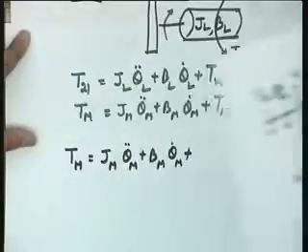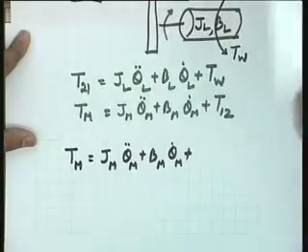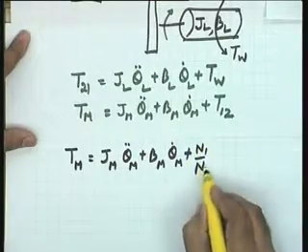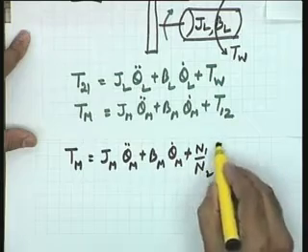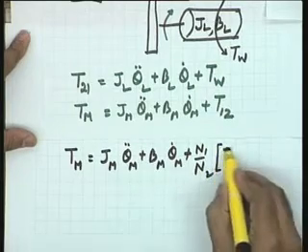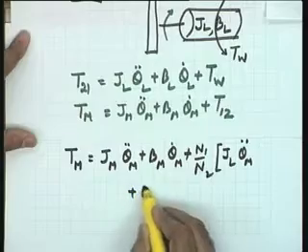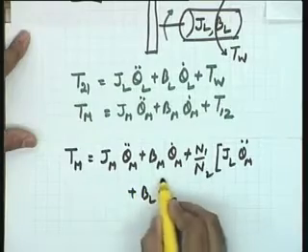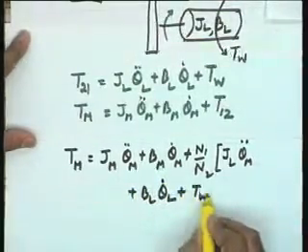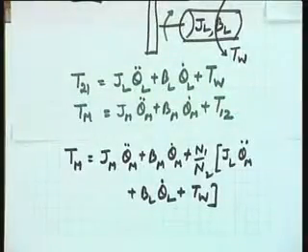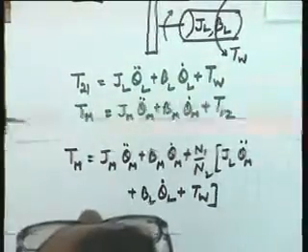Okay. So if you want to replace this expression, I can write this as N1 by N2 into T21, which could be written as JL theta L double dot plus BL theta L dot plus TW. These variables T21 and T12 have been eliminated.